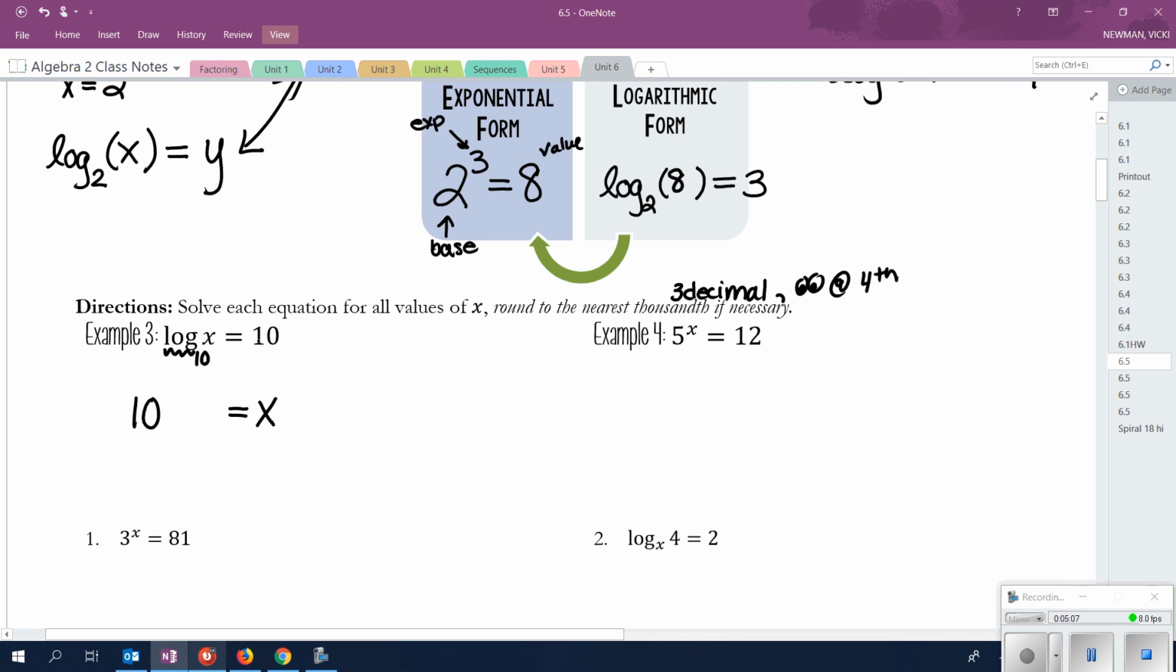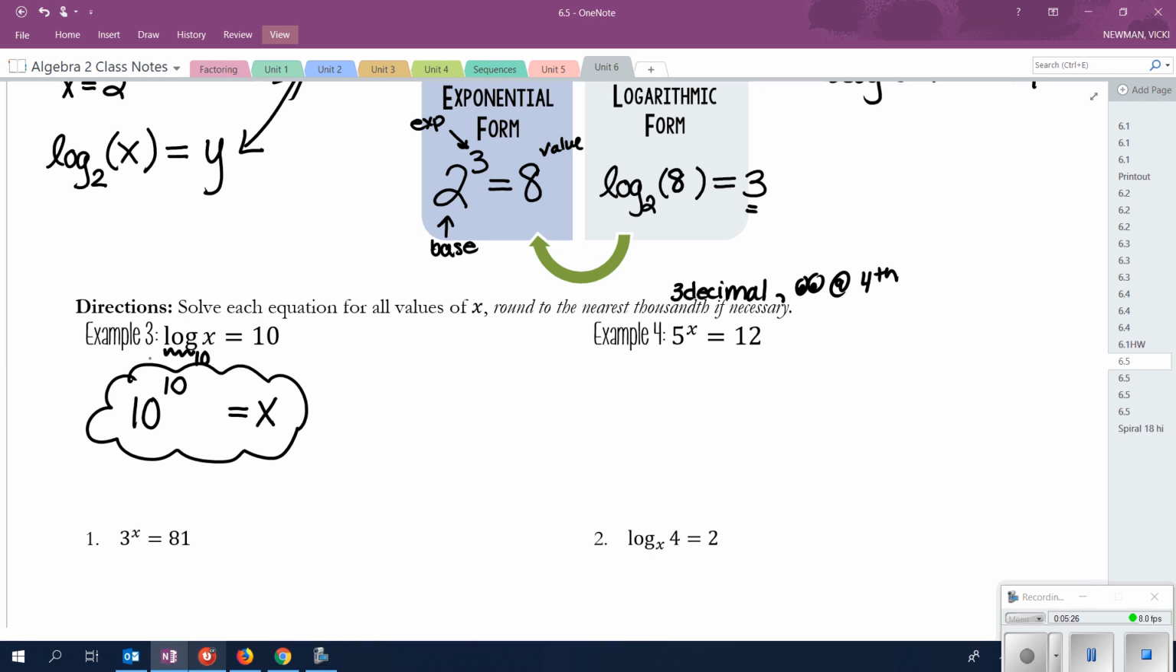And what's on the other side of the equal sign is a 10, and that becomes the exponent. Now 10 to the 10th is a really big number, so I'm just going to leave it like that. Okay? And it's over. So example 4.